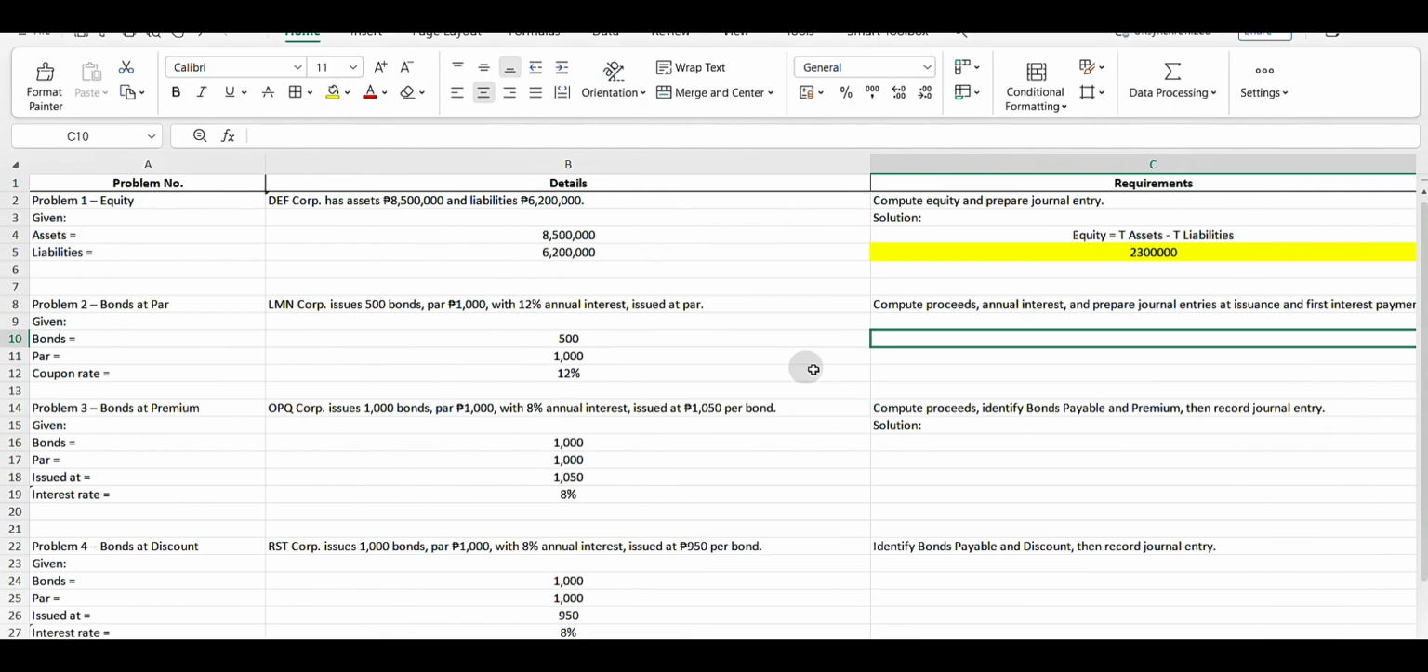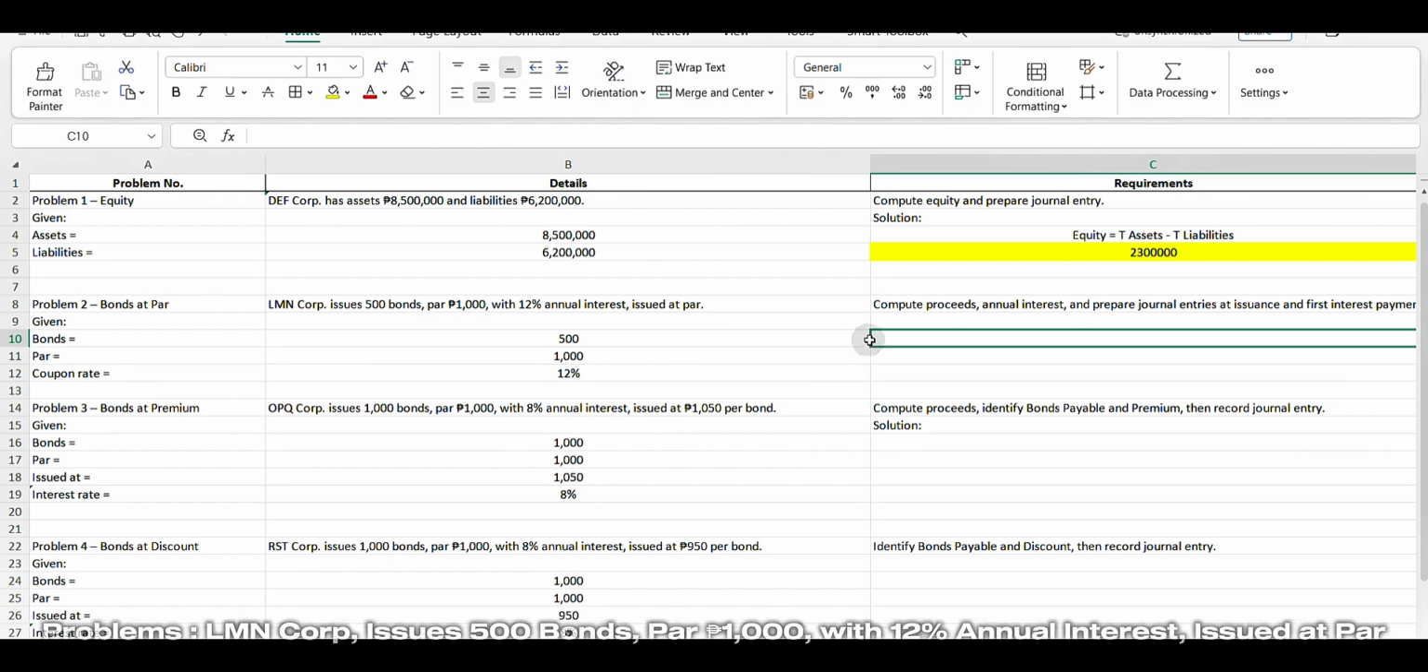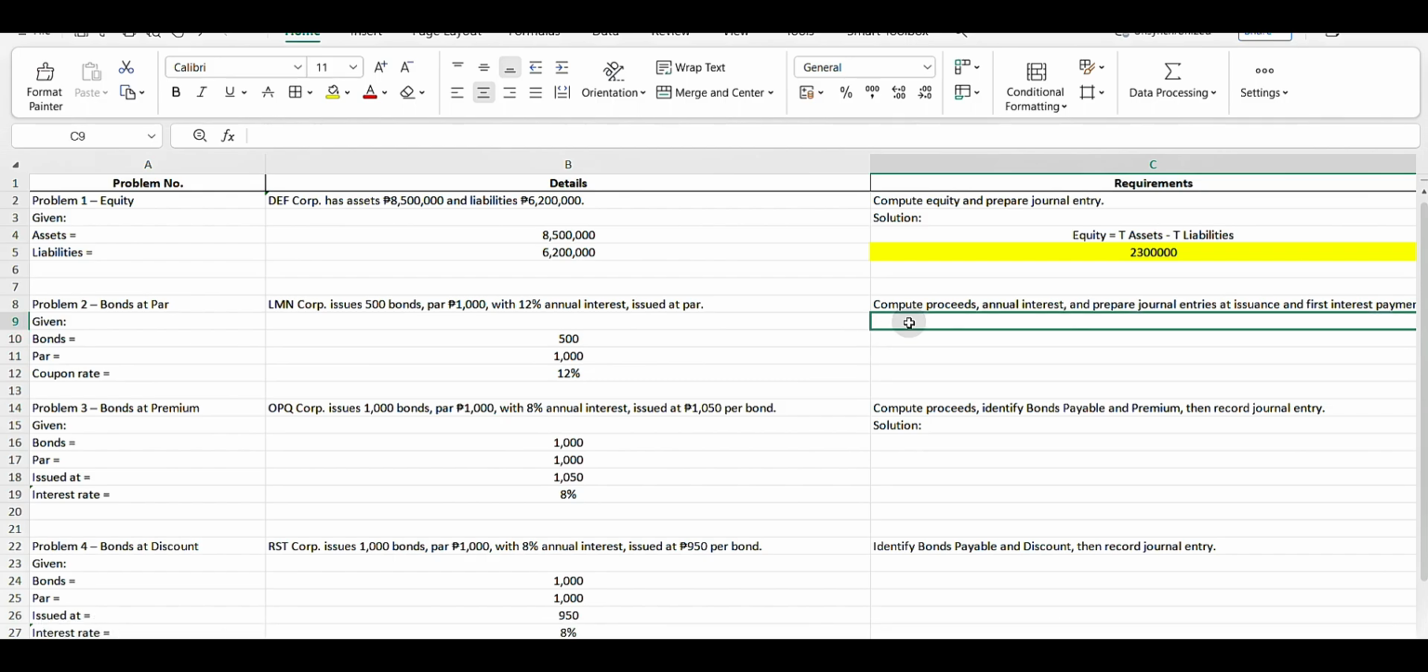Now let me just read the problem again. LMN Corporation issues 500 bonds with a par value of 1,000 pesos with 12% annual interest rate and issued at par. So we need to compute for proceeds, annual interest, and prepare the journal entries at issuance and the first interest payment.